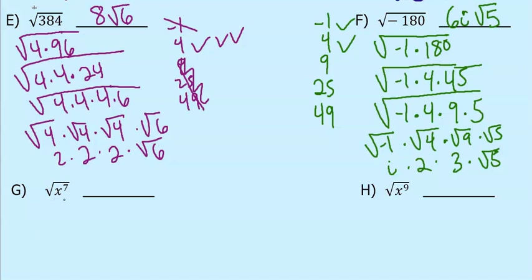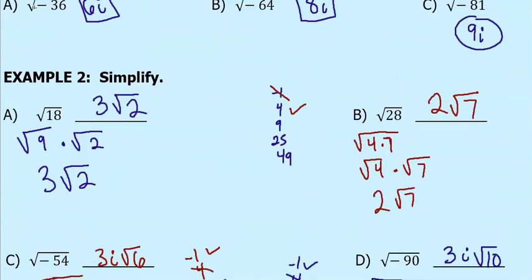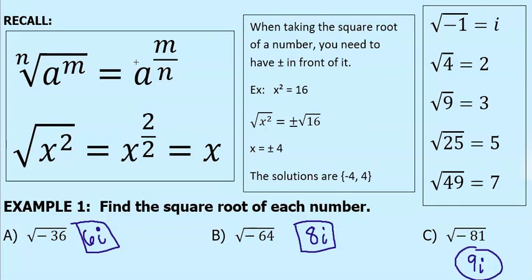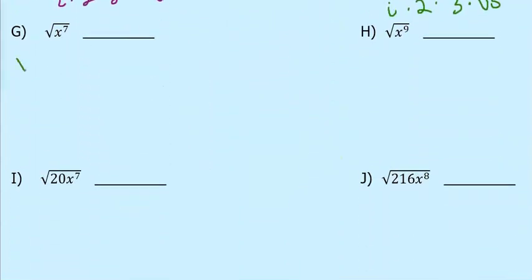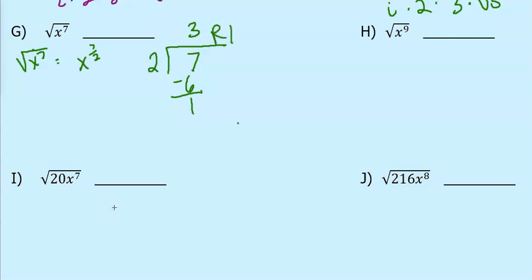For G, the square root of x to the 7th power, we're going to refer back to this rational exponents property. So we'll rewrite the square root of x to the 7th as x to the 7 over 2 power. To see what goes on the inside of the radical and what goes on the outside, we're going to do long division and find our remainder. 2 goes into 7 3 times. 3 times 2 is 6. 7 minus 6 is 1. You have a remainder of 1.